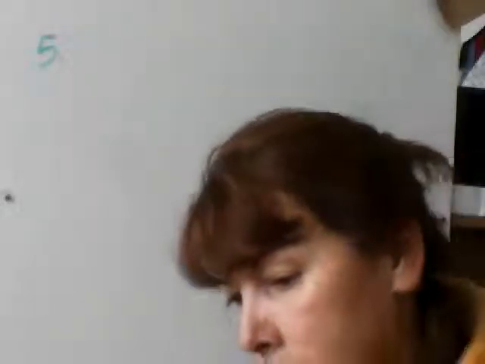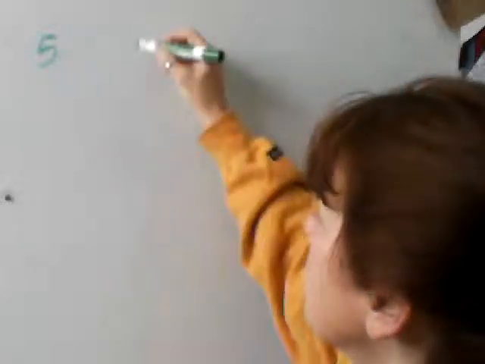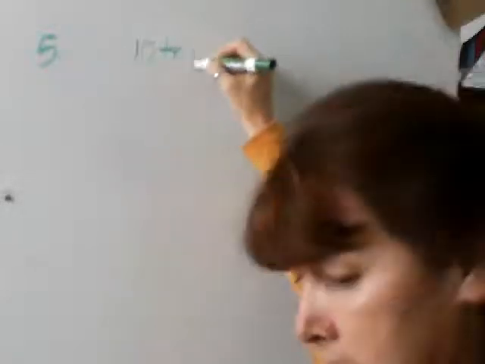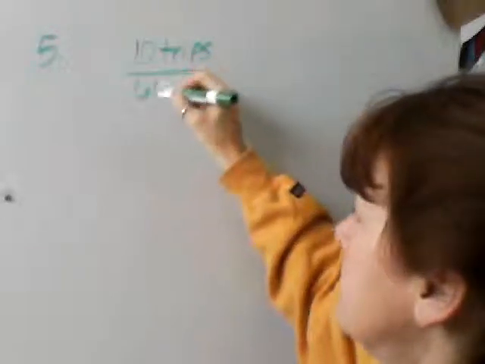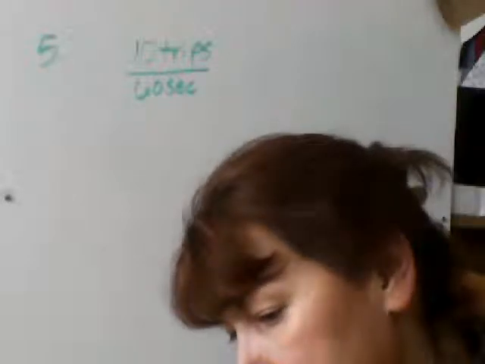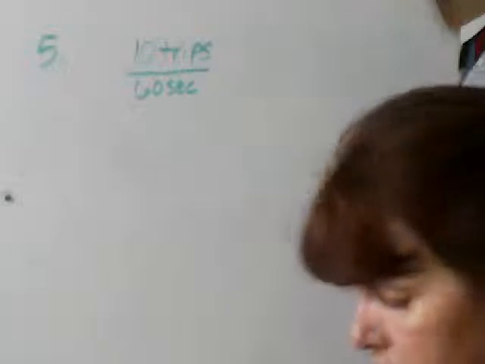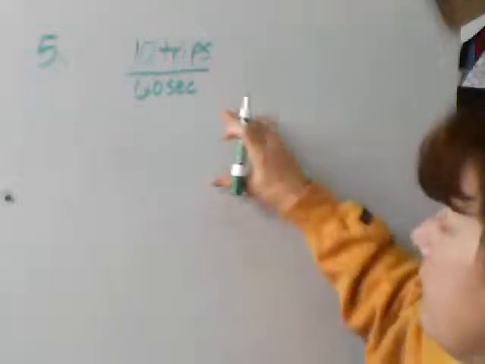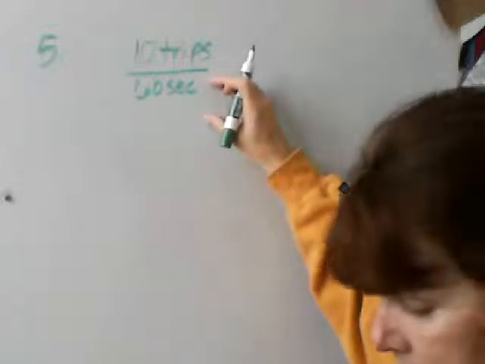So problem number 5 talks about a child watching his toy train moving around a circular track. He finds that the train makes 10 trips every minute. So we know that a minute is 60 seconds. And so he wants to know what is the train's frequency and what is the train's period. So we've already set it up to solve for frequency. Frequency is the number of trips per second. So that's what this is.